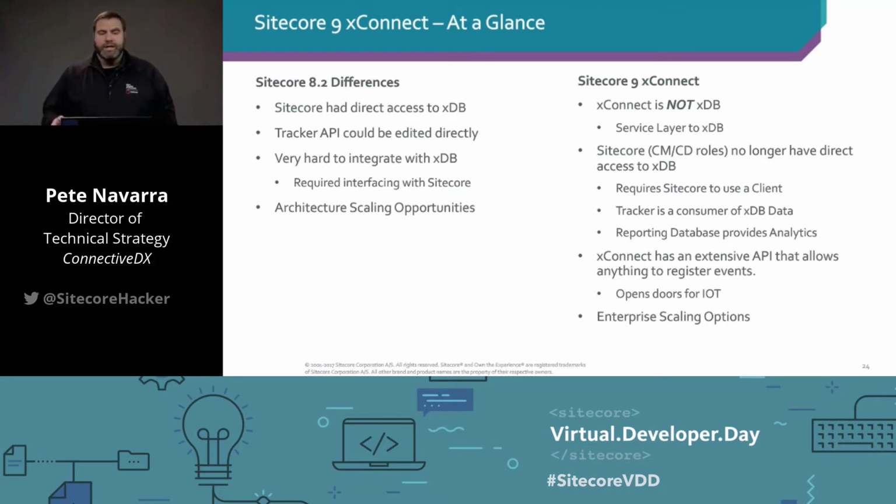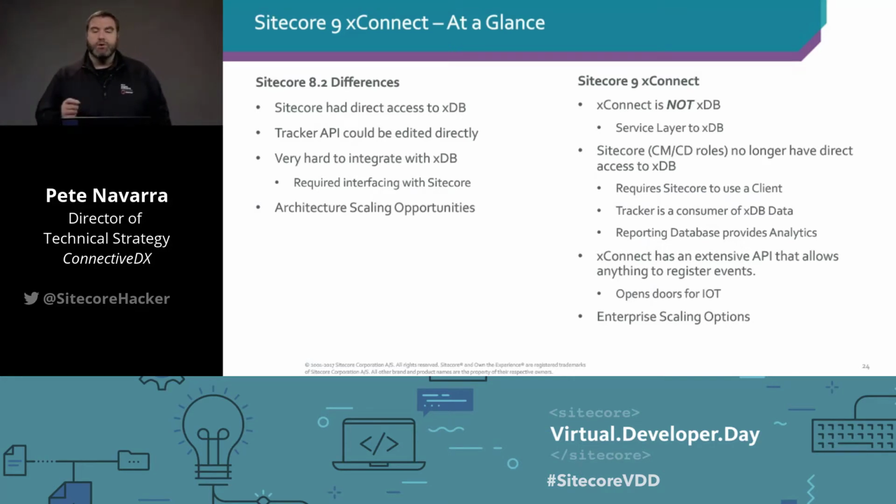The problem is that it's very hard to actually integrate and do customizations at the XDB level. It really required interfacing with Sitecore and creating some of those custom controls, which presented some architecture scaling opportunities. So Sitecore looked at this and said, okay, we've got to re-architect this and come up with a better way. And they did. xConnect is that better way. What xConnect is not, is XDB. As I said, it's actually a service layer to XDB.